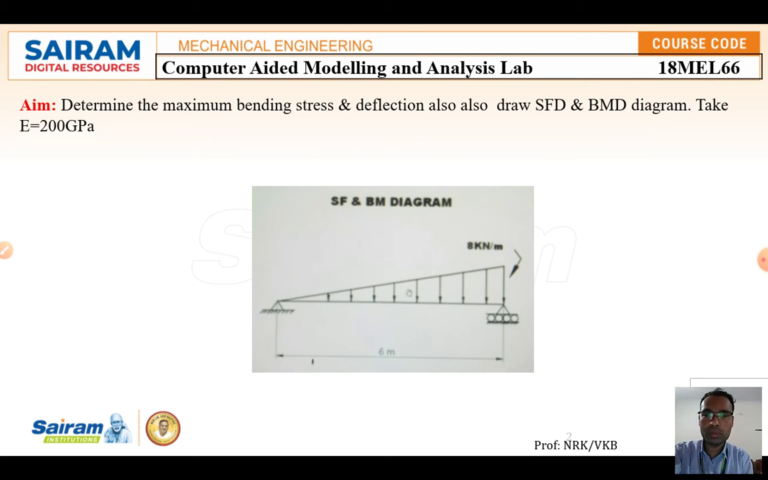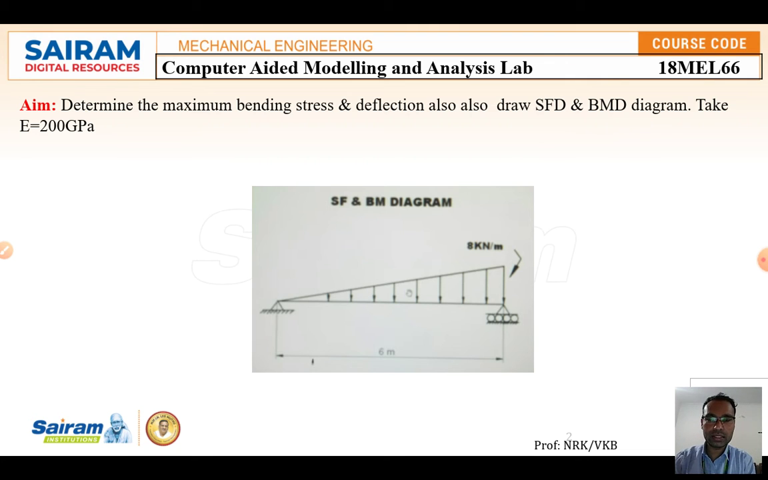One more problem is similar. Here the point load is not acting, so this is the second problem in simply supported beam with uniform varying load. Here also the question is the same: determine the maximum bending stresses and the deflection. Also draw the shear force diagram and bending moment diagram. Take the material property as 200 gigapascal.